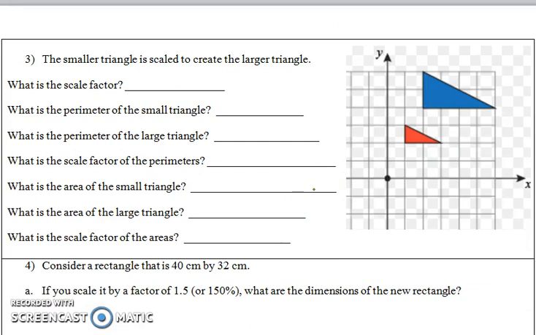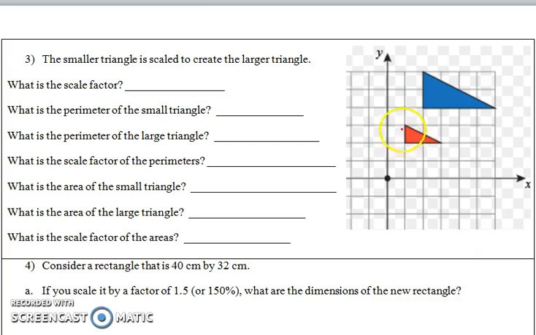And the back page says we have 2 triangles. They are graphed on the coordinate XY plane. And it says the smaller red triangle is scaled to create the larger blue triangle. And they're asking what's the scale factor. So let's just take a look at some of the dimensions. When I say dimensions, I mean the length of the sides.